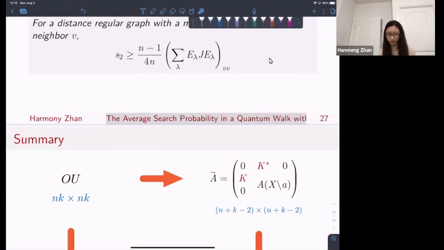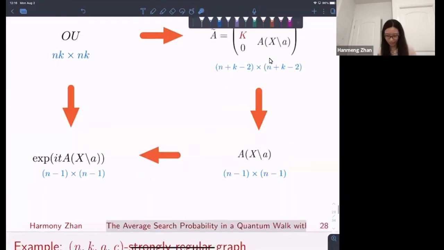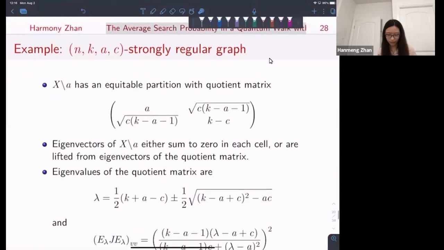I don't know for now, but this is just a summary saying we have reduced a problem on the discrete time quantum walk to a problem on the continuous time quantum walk on a much smaller matrix. Okay, and I'm very happy at this point.